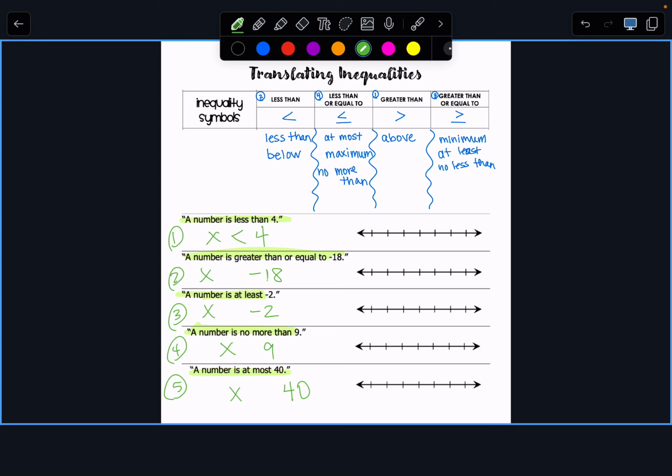Okay. So what I'm going to do is I'm just going to pick, okay, here's 3, 4, 5 that I'm going to label. Andrew, if we're going to graph this, do we have an open or closed circle at 4? We have an open circle at 4. And if we're less than, then we need to get smaller. Okay.